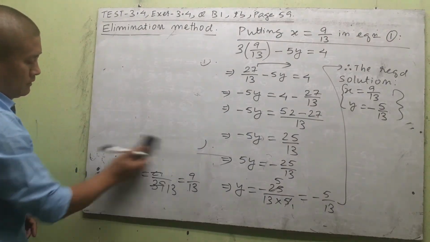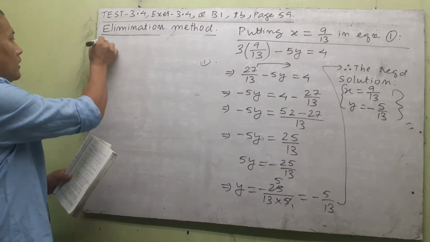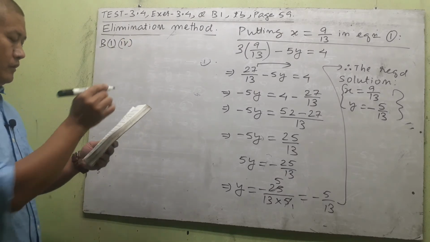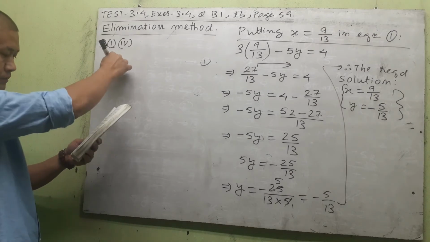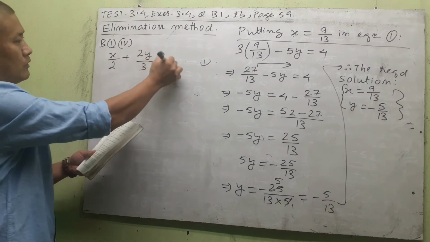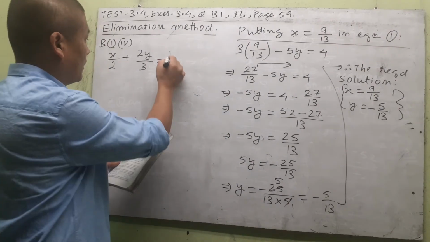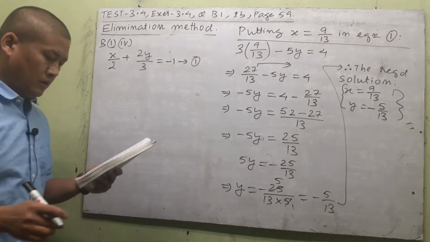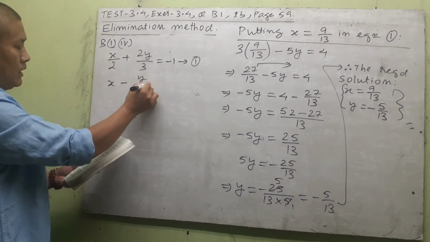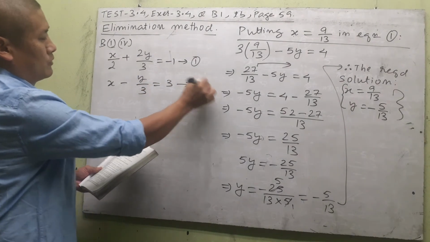Okay, so here one more left. So here number 4, b1 subheading 4. So x by 2, this is a little bit different, x by 2 plus 2y by 3 equal to 1. This is minus 1. This is equation number 1. Then next one, x minus y by 3 is equal to 3, equation number 2.